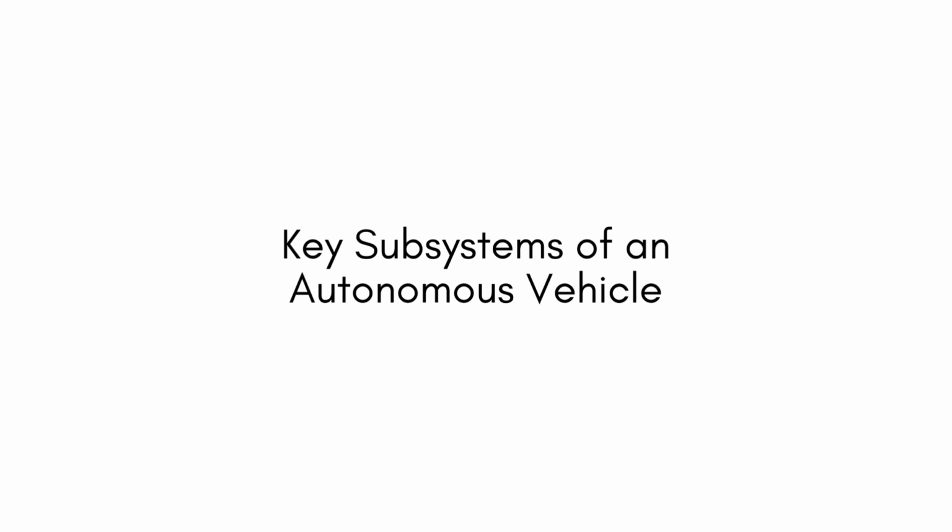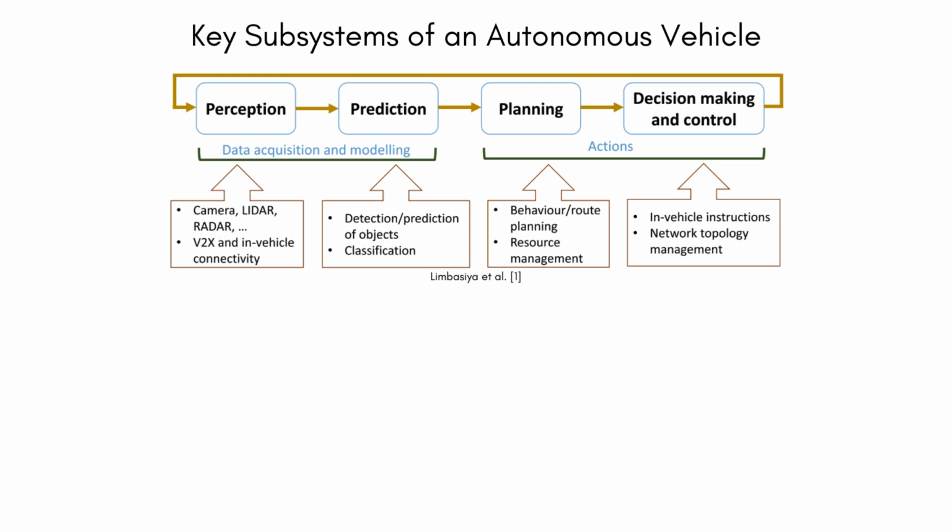In this lesson, we will discuss the key subsystems in an autonomous vehicle. The main subsystems of autonomous vehicles are perception, prediction, planning, decision-making, and control. These subsystems are interdependent and collaborate through a robust network to provide a safe and reliable operation of the vehicle. Let's discuss each subsystem briefly.